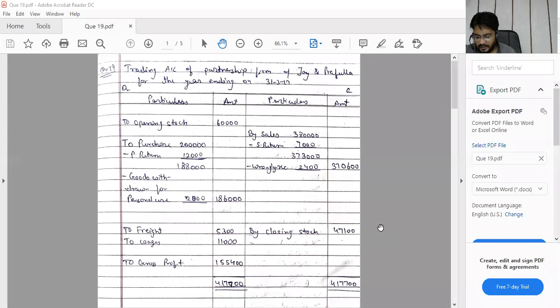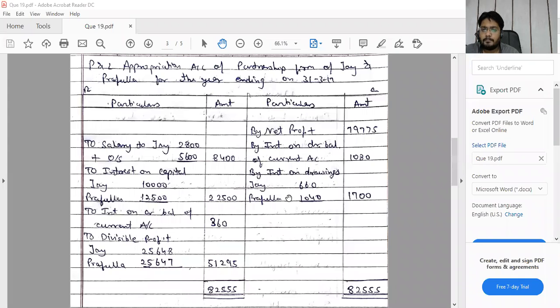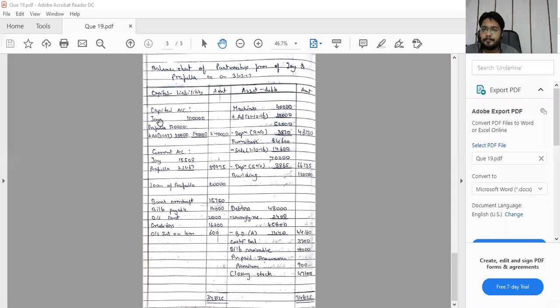So question number 19 of partnership final account. First, in trial balance, capital is given on the credit side. As we are not preparing the partner's capital, so write on the balance sheet liability side, capital of J 1 lakh rupees, of Prafulla 1,40,000. Total in the outer column 2,40,000.